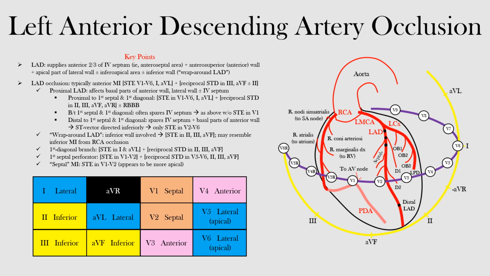Okay, the LAD may stretch to the inferior wall and supply most of the apical region, that is the infero-apical area, and sometimes it may be so long that it supplies a significant portion of the inferior wall, which is referred to as a wraparound LAD because it wraps around the apex. Okay, so let's look at the LAD here. We're saying it supplies two-thirds of the interventricular septum. So again, the anteroseptal region.